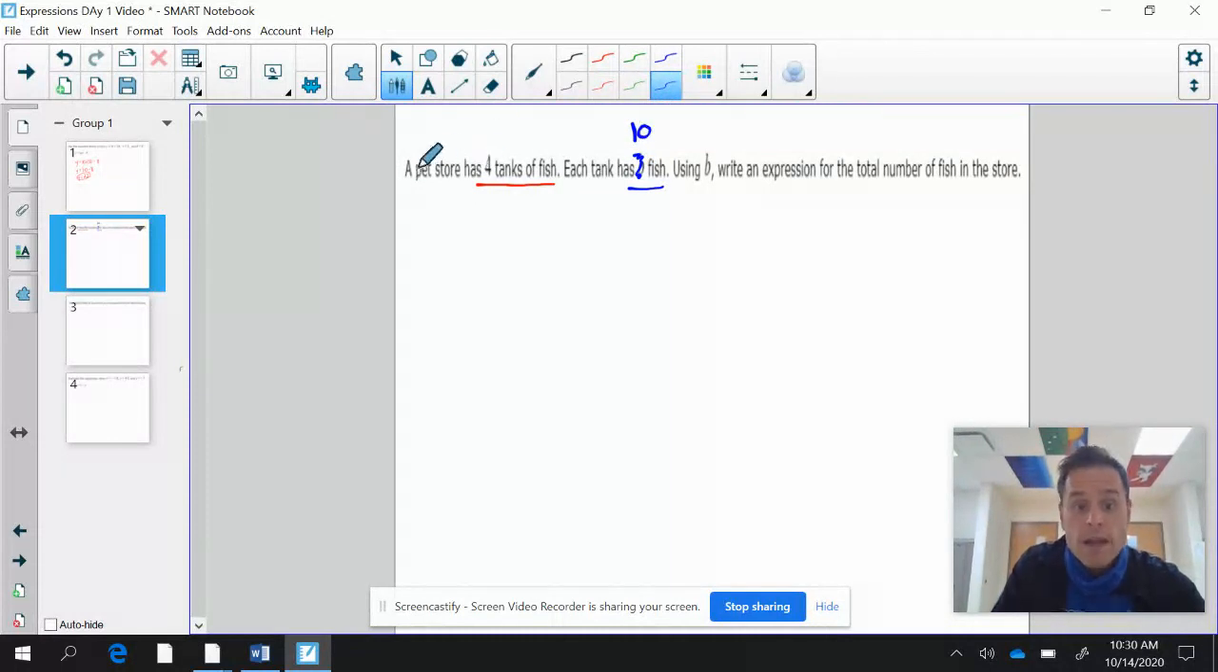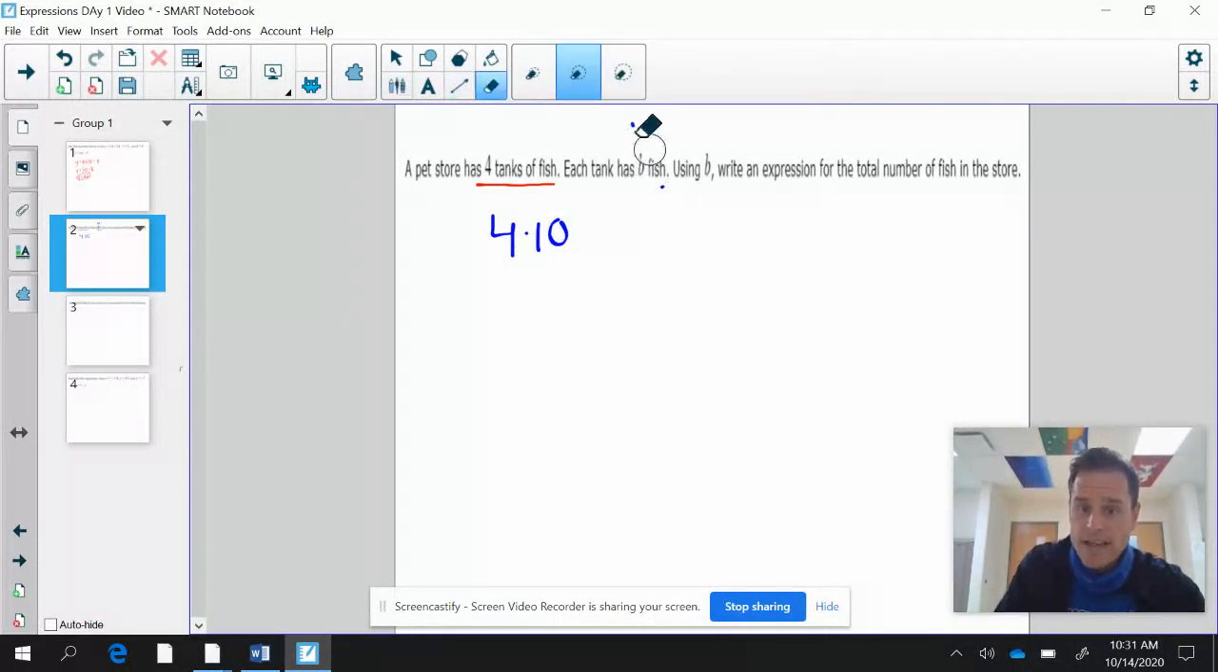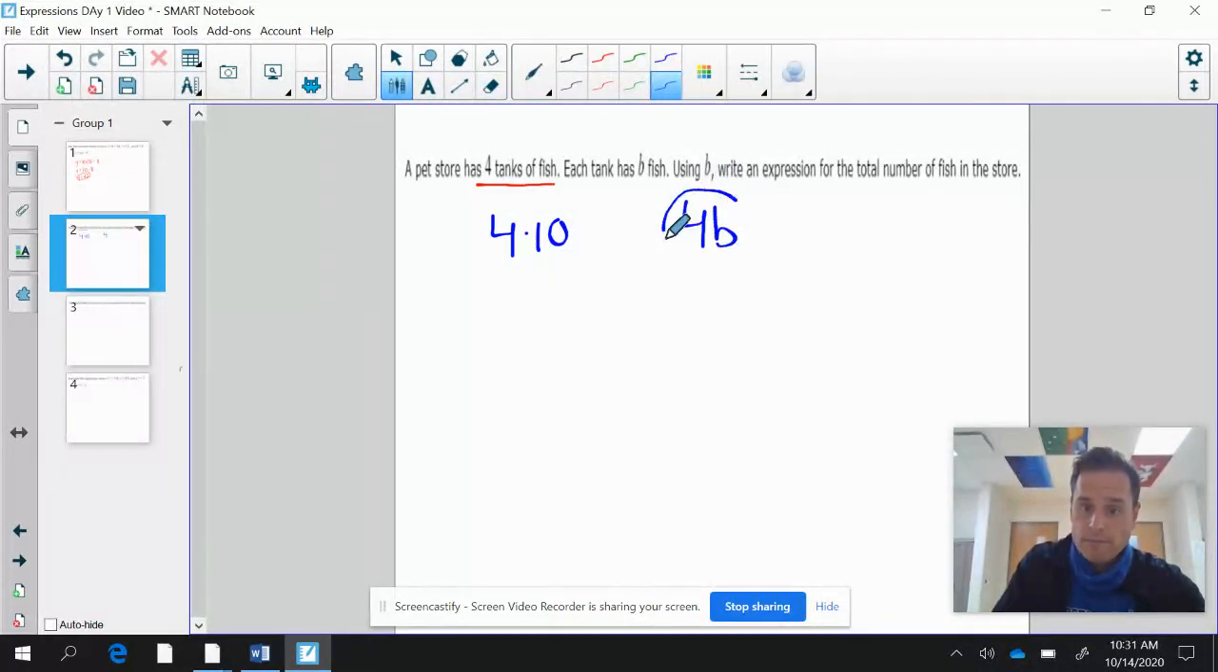Let's read it again. A pet store has 4 tanks of fish. Each tank has 10 fish. What's the total number of fish? It would be 4 times 10, right? 4 times 10 will give you 40. But we don't have 10 here. What we have instead is the letter B. So we're going to write that as 4 times B. And this here is our expression.